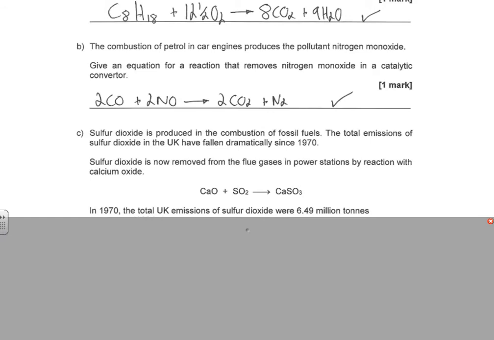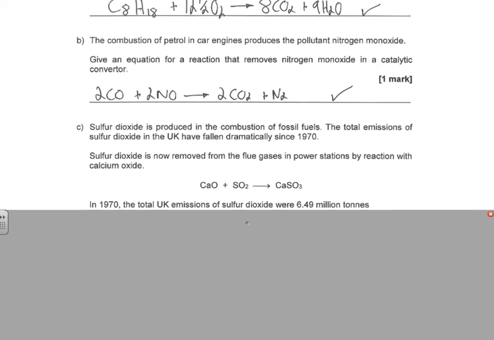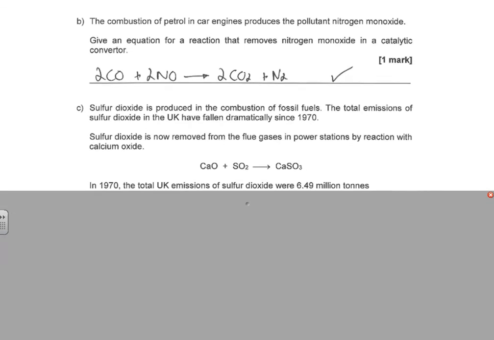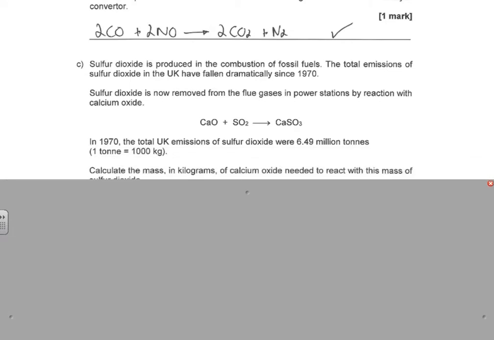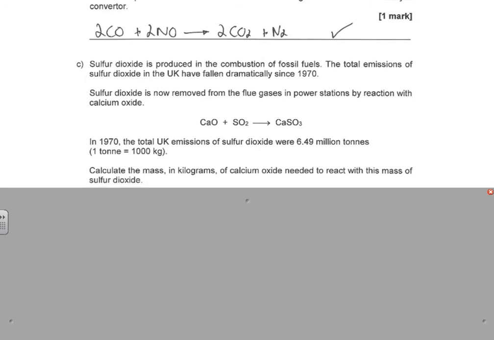The focus shifts slightly now to sulfur dioxide. That's, as it says there, produced by the combustion of fossil fuels, and you can see the emphasis is how that acidic gas is removed by using calcium oxide. Here you're given a fact: in 1970 the total UK emissions of sulfur dioxide was 6.49 million tonnes, and of course you're asked to calculate the mass in kilograms of calcium oxide that would be needed to react with this acidic gas.